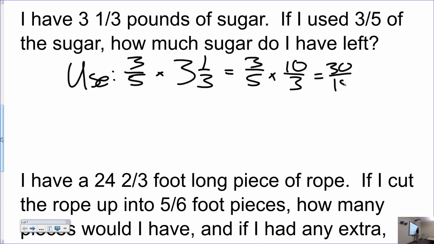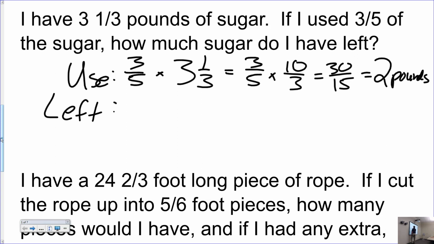30 over 15. How do we normally write that number? 2. And that gives you the actual number of pounds you use, okay? That's the trick, is reading that carefully. The 3/5 of the sugar takes a multiplication before you can do your subtraction, right?